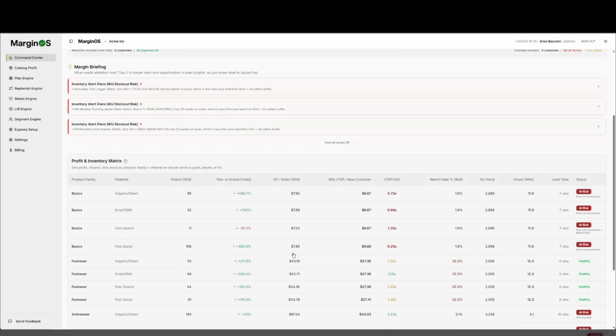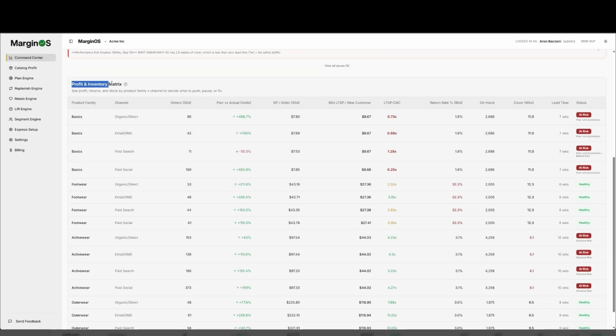Below that is the profit and inventory matrix. This is the portfolio view. Each row is a product family by channel. Columns show orders in the last 30 days, so you see where volume actually is. Gross profit per order, so you know where you are making or losing money. LTGP per new customer and LTGP to CAC for paid channels. Return rate, so you catch problem products.